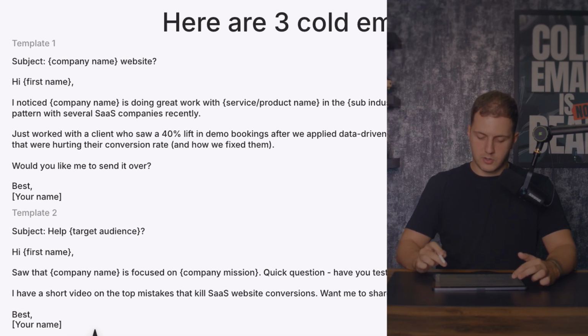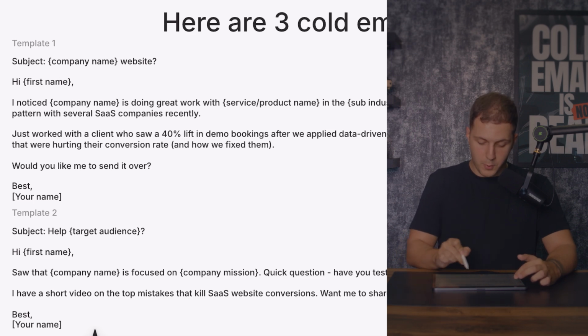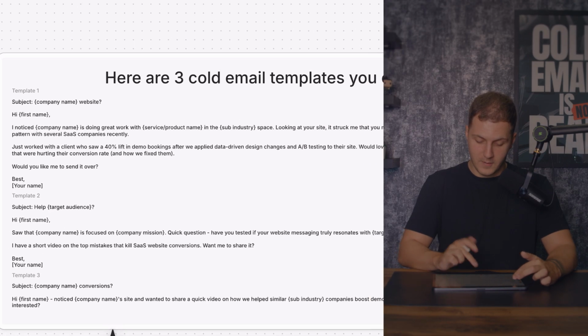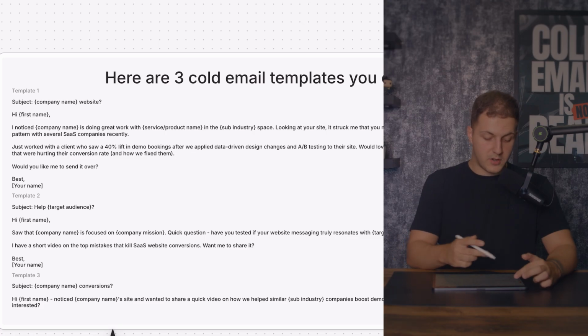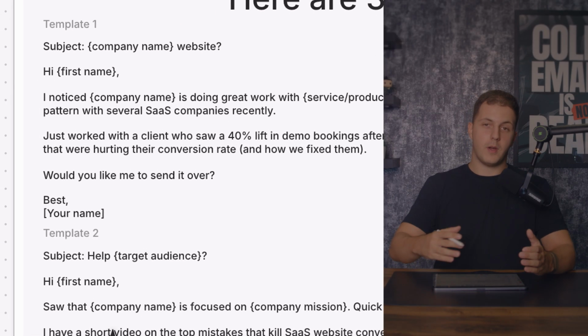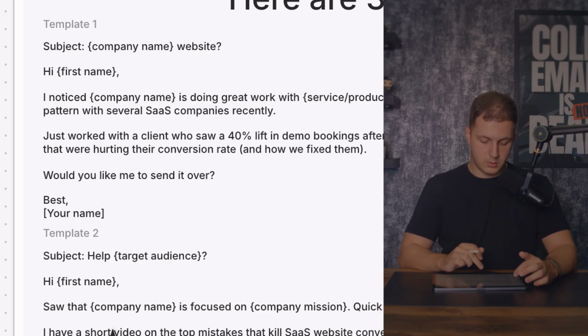In the sub-industry space, you can see the first line is fully personalized, like 1, 2, 3 pieces of personalized information just in the first line. Looking at your site, it struck me that you might be leaving conversions on the table. I've seen this pattern with several SaaS companies recently because I instructed AI that we do web design for SaaS companies. You can use it for any service and industry.